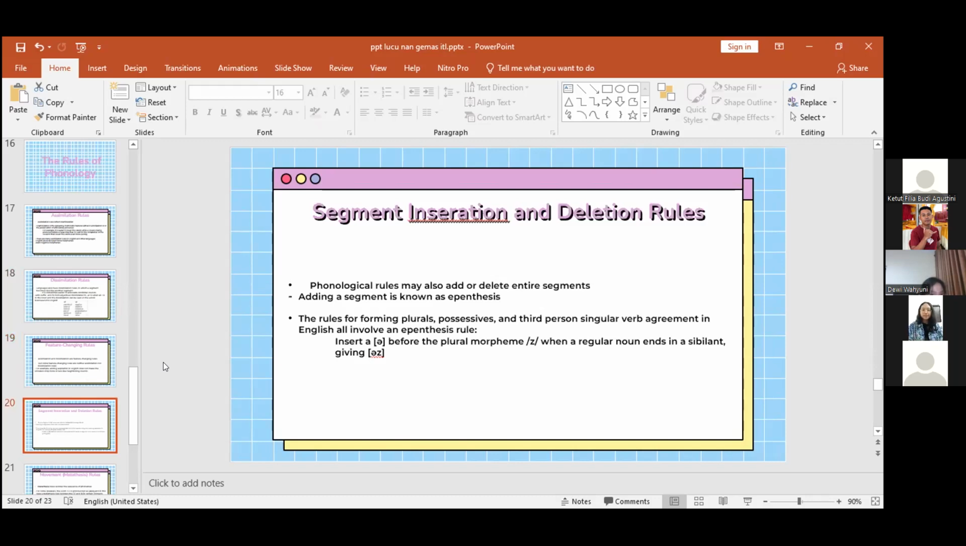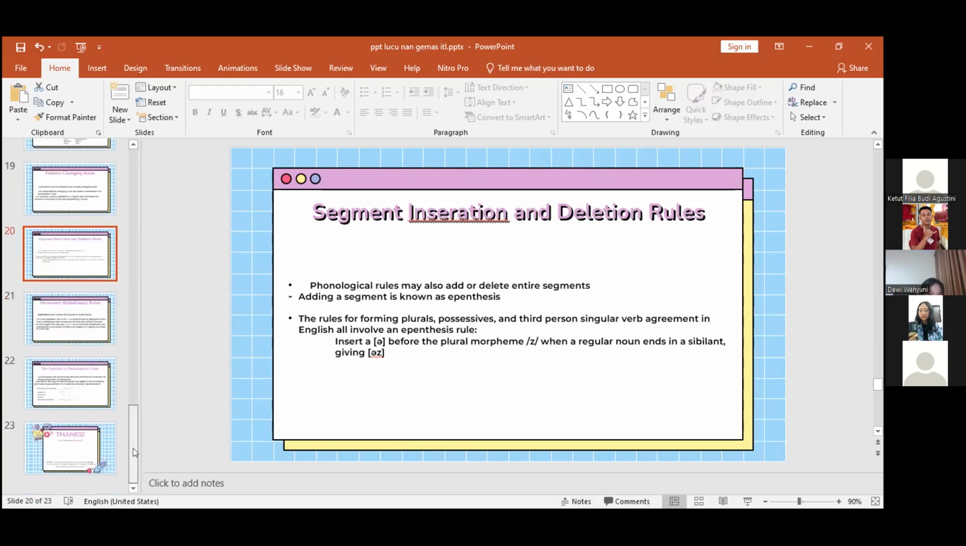Okay, the next one is segment insertion and deletion rules. Phonological rules may also add or delete entire segments. Adding a segment is known as epenthesis. The rules for forming plural, possessive, and third-person singular agreement in English all involve an epenthesis rule. Insert a schwa before the plural morpheme z when a regular noun ends in a sibilant, giving, for example, "fishes" or "ease". Next.